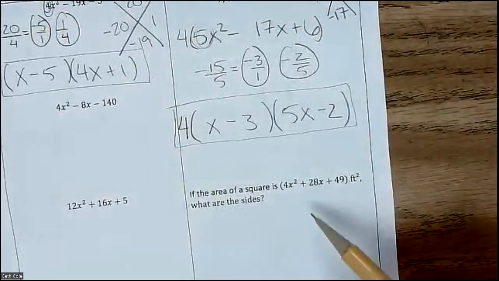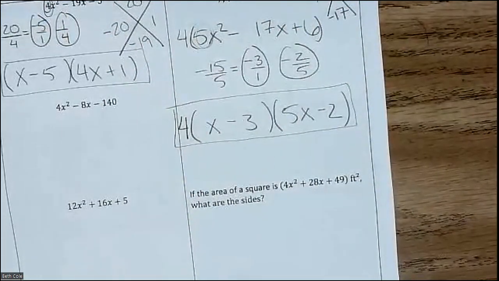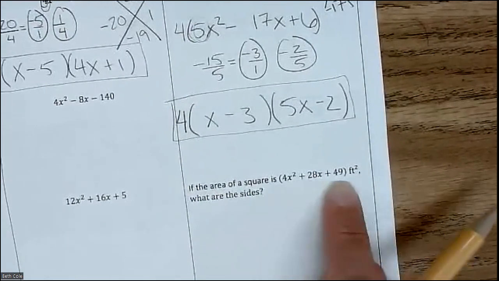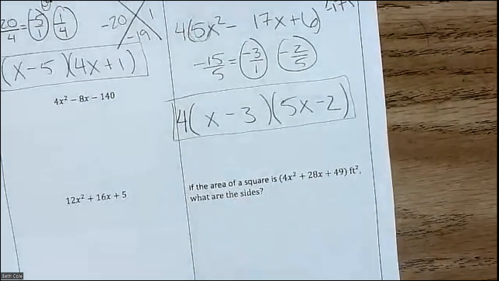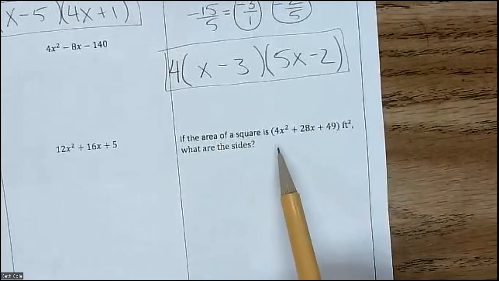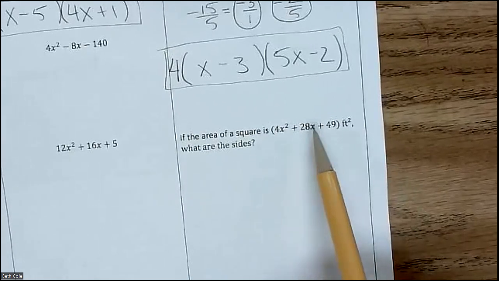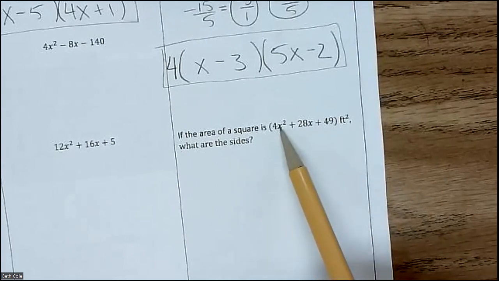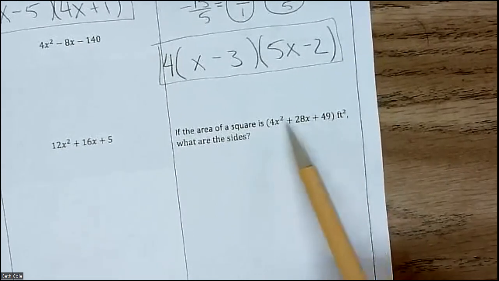And I'm going to do that one below that too, because it has words in it. And I know that that's scary. So this says that the area of a square is this. What are the sides? Well, you're going to factor it into the two separate pieces, and then that's what the sides are. So I don't think I can take 4 out of each of these. Why not? That's really kind of a bummer. Yeah, because the 49 won't divide by 4.